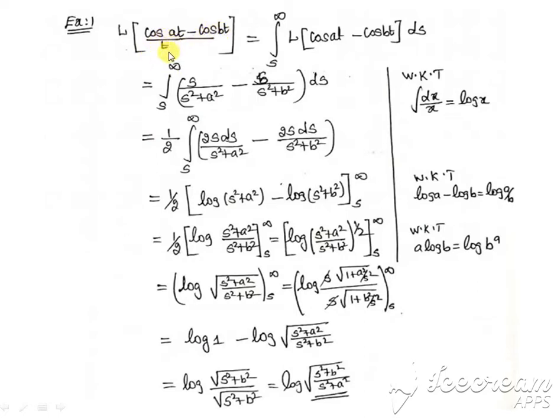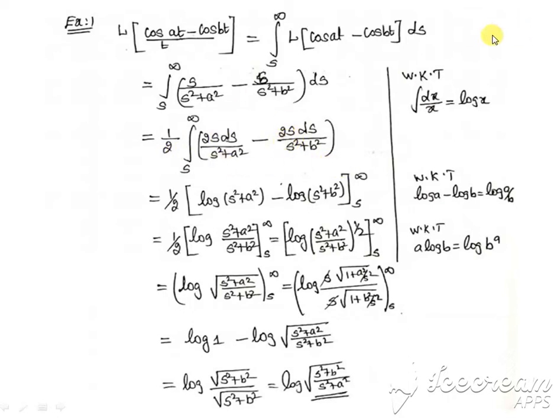So for that, the denominator t is there, so we use the integration property for the Laplace transform of this function. Cos at gives s by s squared plus a squared, and s by s squared plus b squared, into ds. We already know the formula: integral of dx by x is equal to log x. So here, taking the derivative of the denominator, we get 2s ds. s ds is there, only 2 is missing. For that we have to multiply and divide by 2.